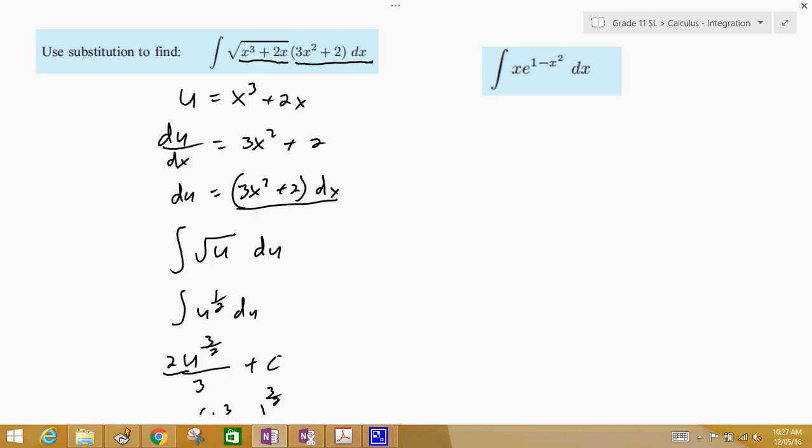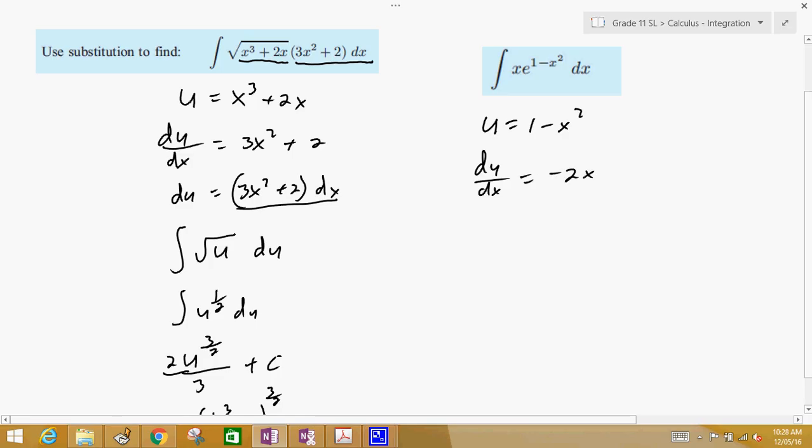Now I can make u equals x, but then finding the derivative of that equals 1, so that doesn't really help me for this. I can make u equals x squared, the derivative of that is 2x, that gets somewhere to this. But even better, I can make u equal 1 minus x squared. If I find the derivative, du by dx, that's equal to negative 2x.